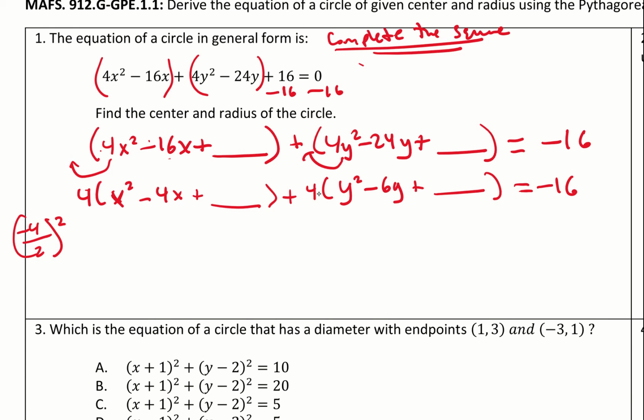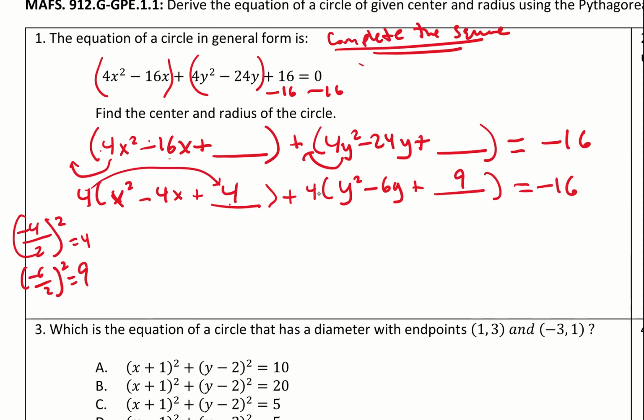And that's going to give you 4, okay? So we're going to plug that in here. So that's completing the square there. And then for here, we're going to take that middle coefficient, that negative 6, and divide it by 2 and square it. And that gives us 9. So there you go.